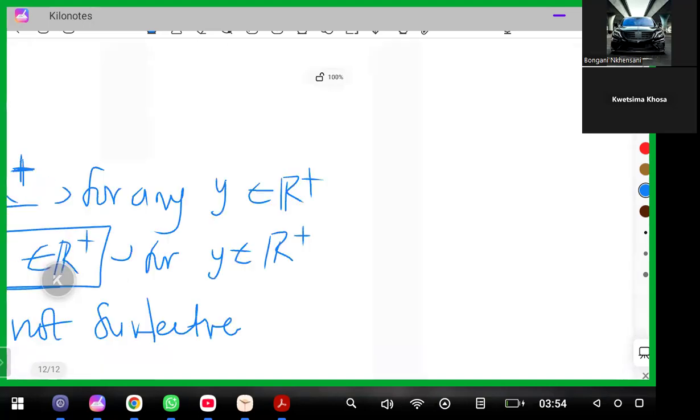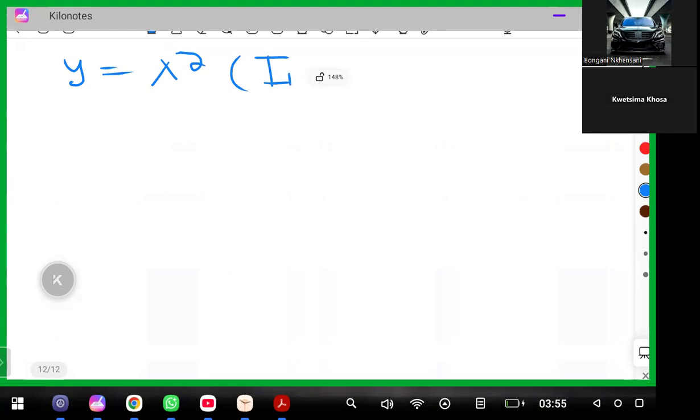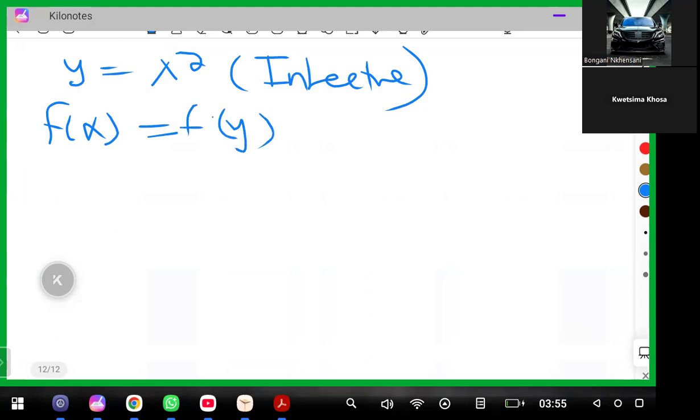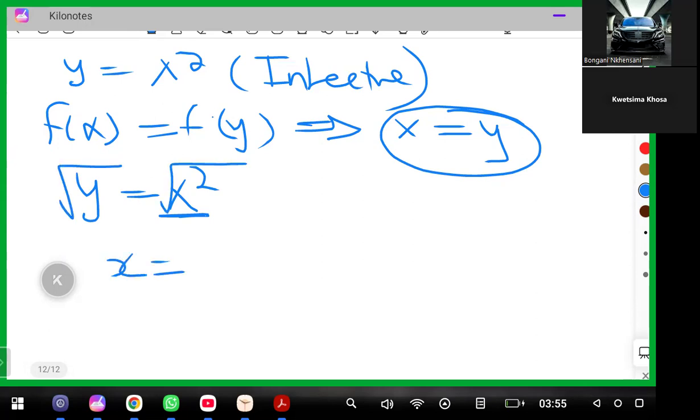And then now let's check for when y is equal to x squared, then we want to check for injective. You know that the condition says that f of x must be equal to f of y, such that this will imply that x is equal to y. So if this condition fails, then our function is not injective. I'm going to start from y equal to x squared, and then we make x subject of the formula. We're going to get what? We can just square both sides, right? So we'll have x being equal to plus or minus the root of y.